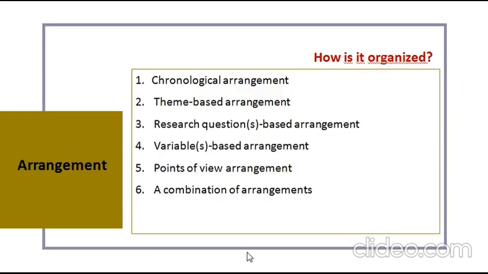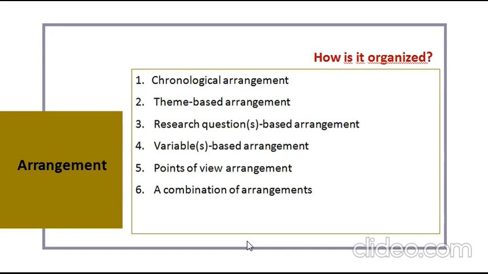Another aspect of the review of literature which usually confuses novice researchers is the way it is to be organized, or how to arrange the review of literature. Here many options exist, and we should say that these options that will be discussed can be used together in the same work. The first option is a chronological arrangement.